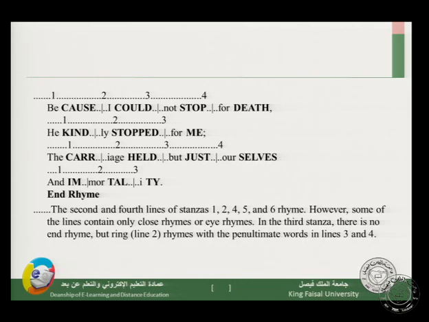Okay. The end rhyme here is not that clear, so not like many other poems. The second and fourth lines of stanzas 1, 2, 3, 4, and 6 rhyme. Okay. The second and fourth line.